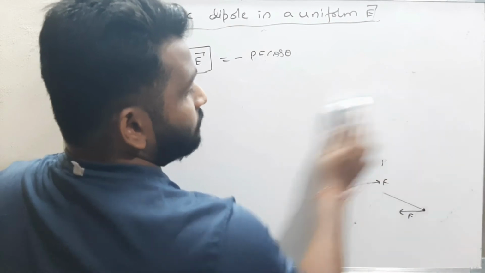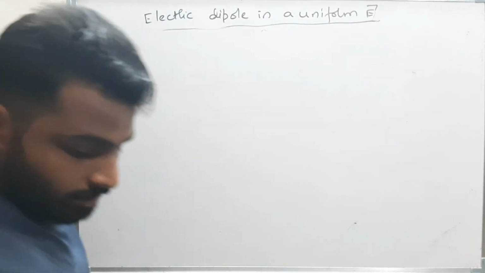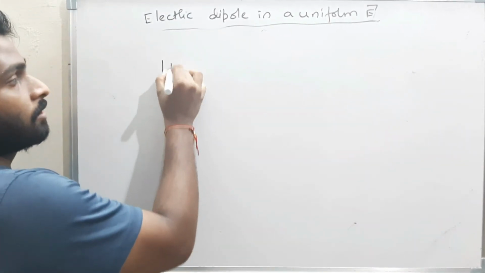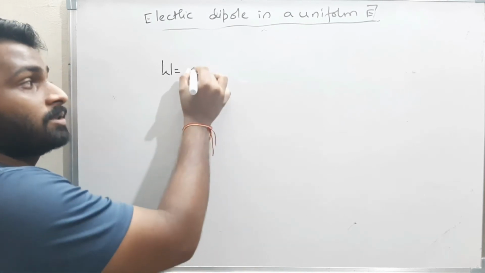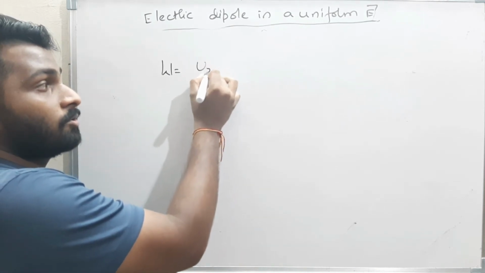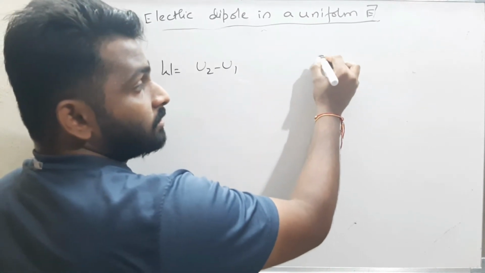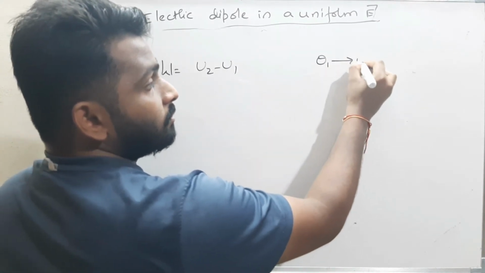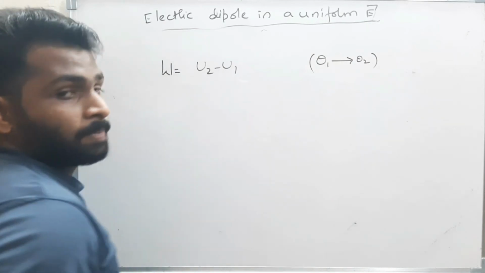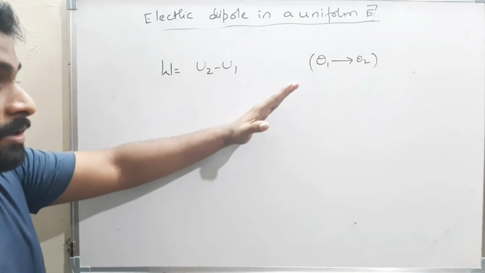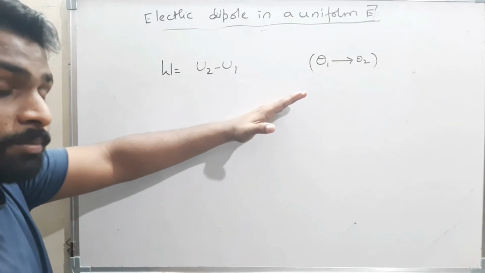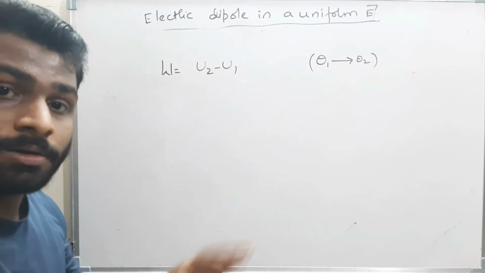Now next one here, the work done. What's the work done formula? The work done formula is nothing but the change in the potential energy, U2 minus U1. That means the dipole is changing the angle from theta 1 to theta 2. Initially the angle is theta 1. Now I am moving the dipole from theta 1 to theta 2. I have to do some work. What is the work?